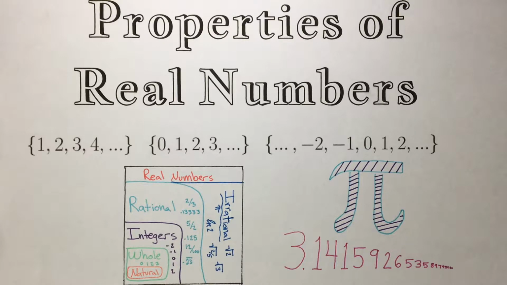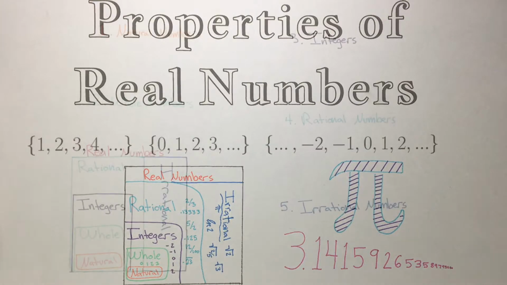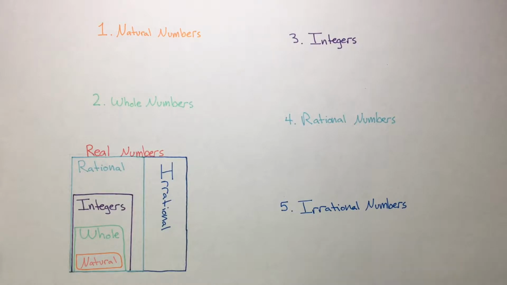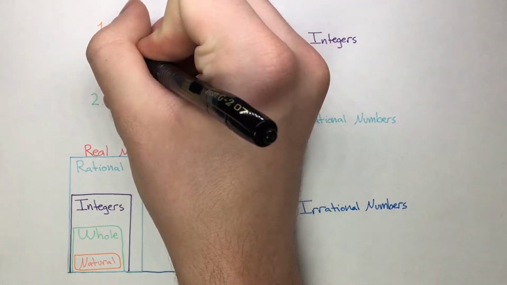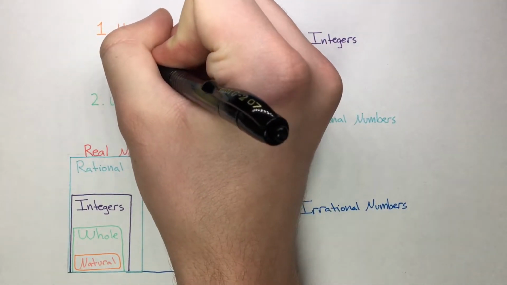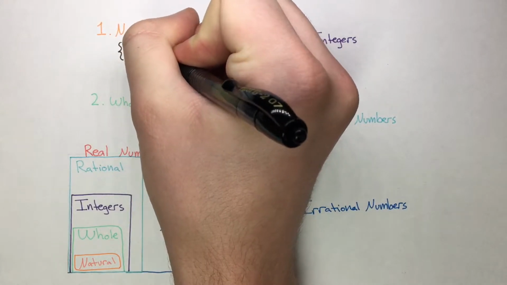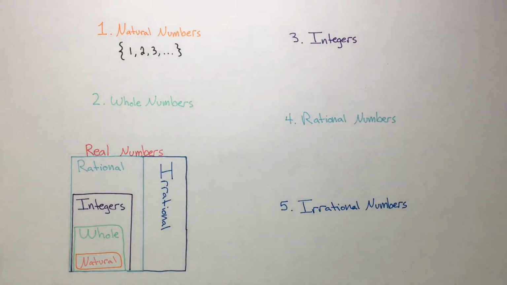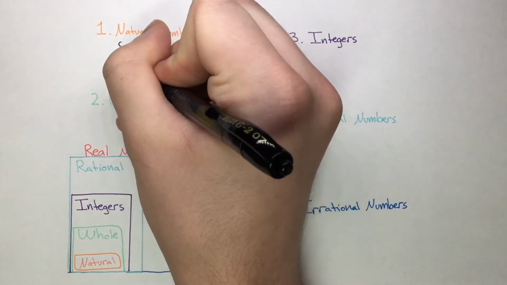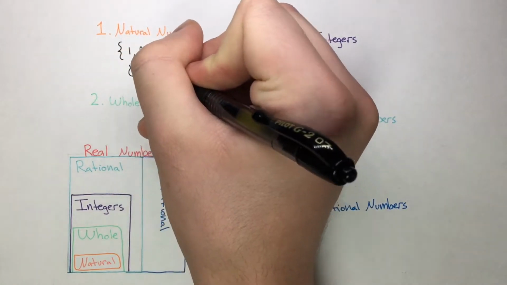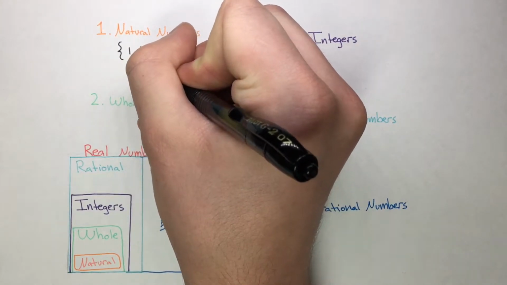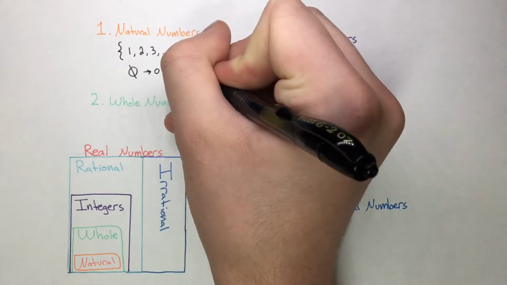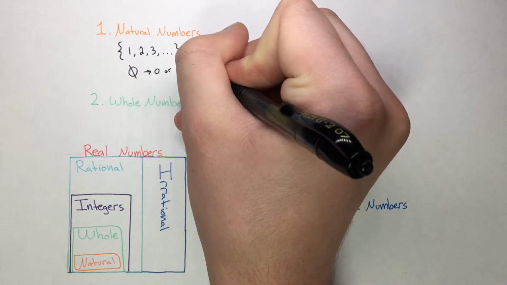Today we'll be taking a look at some of the properties of real numbers. Let's go ahead and take a look at the 5 sets of real numbers. First we'll start with natural numbers. This includes 1, 2, 3, and so on for infinity. The set of natural numbers does not contain 0 or negative numbers.